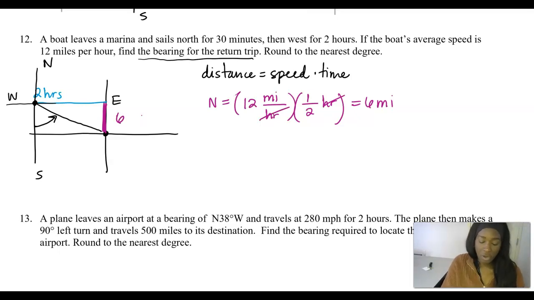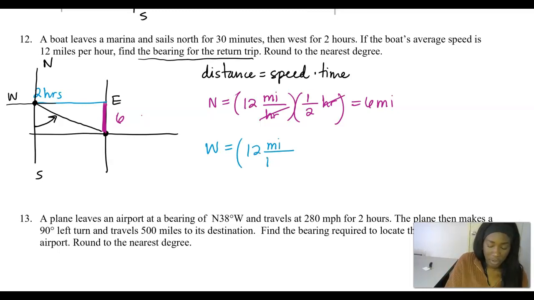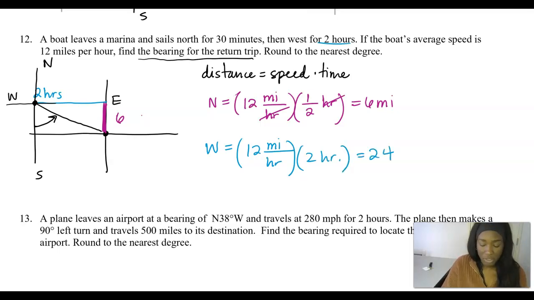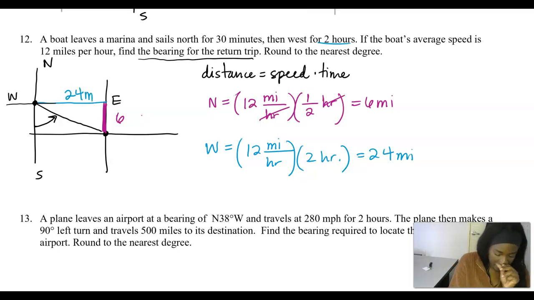And for as far as the boat went west, it still has the average speed of 12 miles an hour, but it traveled west for 2 hours. And so if you're going 12 miles an hour for 2 hours, then you went 24 miles. So I'm going to erase this 2 hours and replace this with 24 miles.